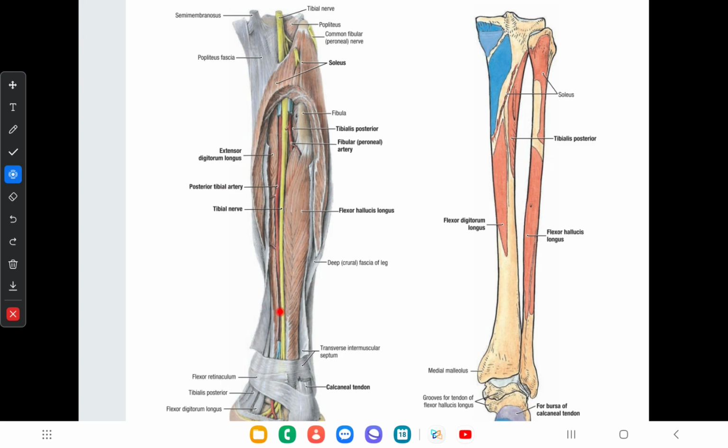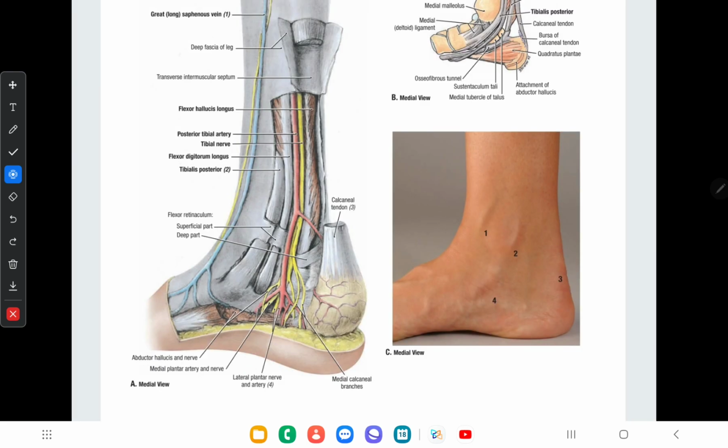The nerve with the artery passes behind the medial malleolus. Here you have the medial malleolus. Here you have the lateral malleolus. Then this neurovascular bundle of the posterior compartment of the leg goes behind the medial malleolus here in this area. This is the flexor retinaculum. Here you can see the neurovascular bundle and all the tendons of the posterior compartment of the leg go behind the medial malleolus here in this area.